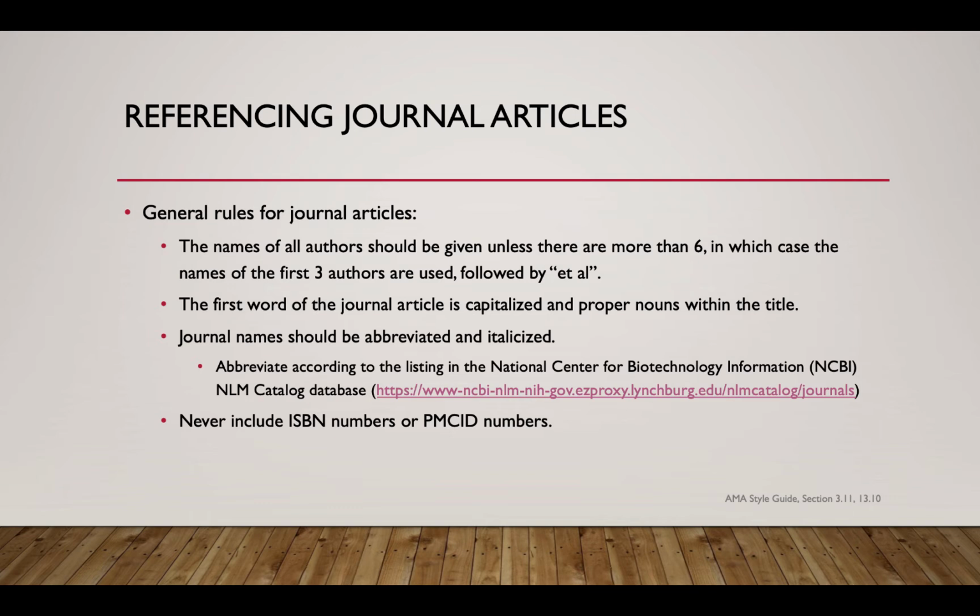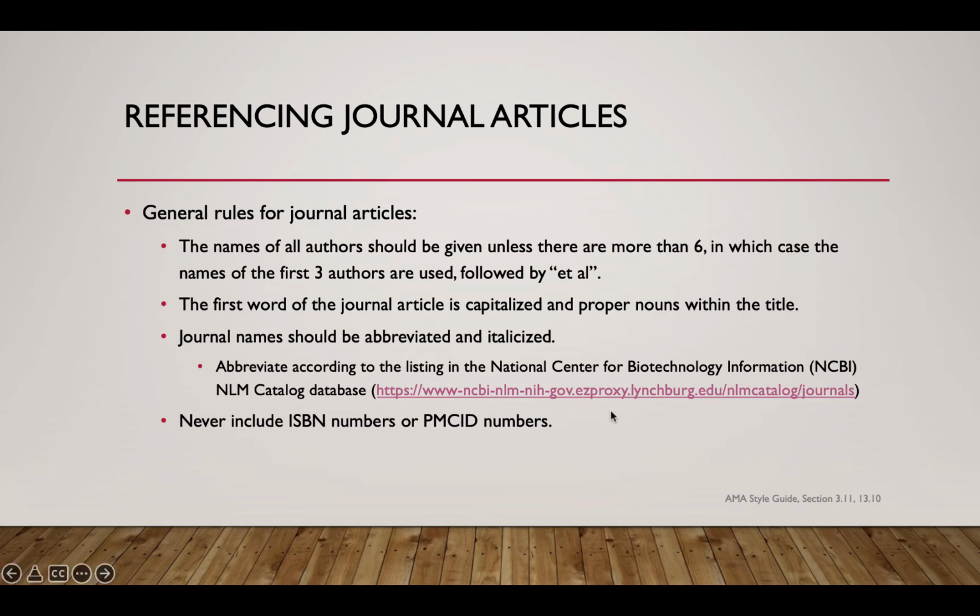Journal names should be abbreviated and italicized. And there is a standardization of how journal names should be abbreviated, and that is covered by the NCBI National Library of Medicine's catalog database. And the web address there will take you to that database, and we'll show you how to look up a name in just a second. You should never include things like an ISBN number or a PMC ID number in a journal reference.